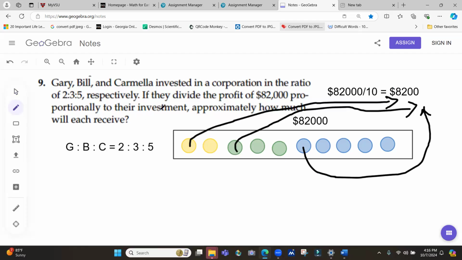Now they want to know how much money each would receive. Sorry, Gary will get 8,200 times 2. Bill will get 8,200 times 3. Carmela will get 8,200 times 5. And let's write it down.